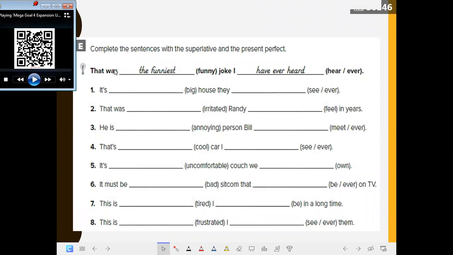On exercise E, I want you to complete the sentences with the superlative and the present perfect. I want you to tell me what is the superlative adjective. How can we form the superlative adjective? At first, before starting to answer this exercise.